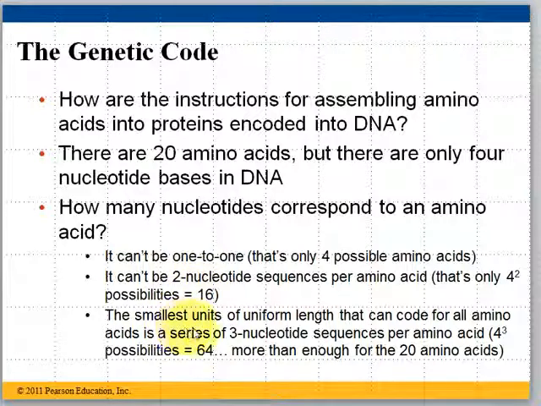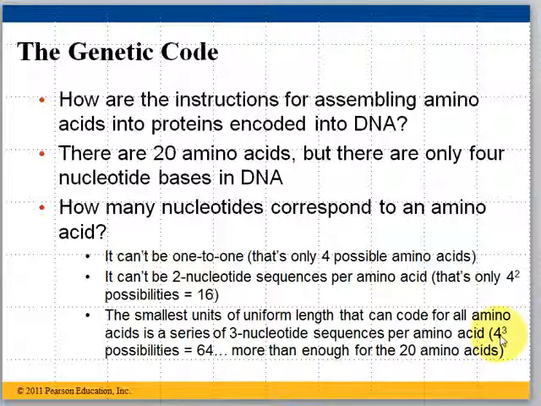So the smallest unit of uniform length, because we're going to find out these codes are in uniform length, that can code for all of the amino acids is a series of 3 nucleotide sequences. So again, we have a 4-letter alphabet, but we need to create 20 different words with those. And all of those words need to be the same length. Well, the only way to get that done is to create 3-letter words. And so a 3 nucleotide sequence per amino acid will get that done.